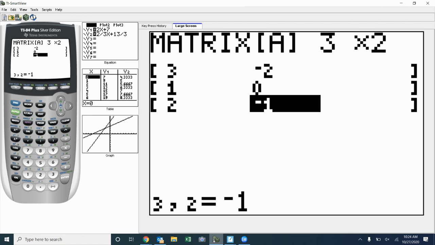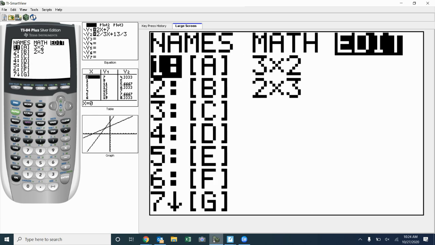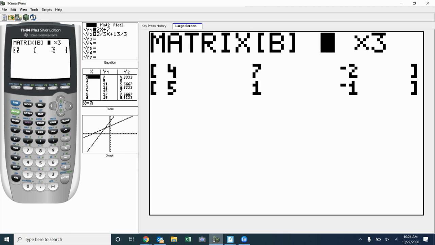Now, here's a goofy part. You have to get out of this to go do the other one. So, second mode, which is quit. Go back to your matrix. I'm going to do edit again, but I'm going to edit B this time. And now I'm going to put in, on my board up there, X. X is going to be my B matrix. So it is a 2 by 3.